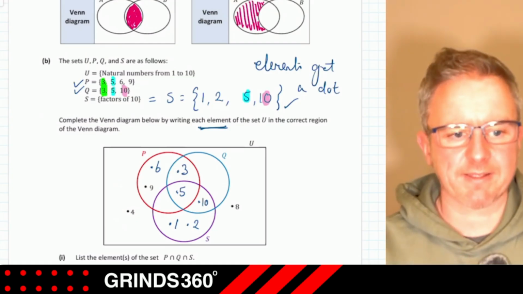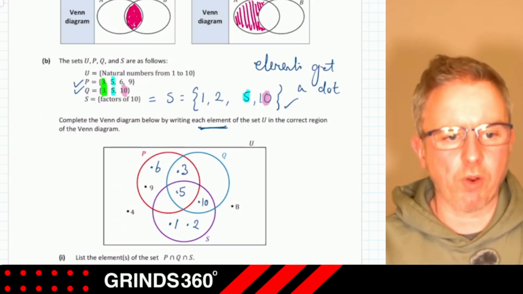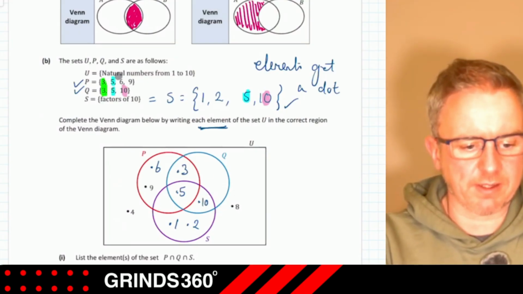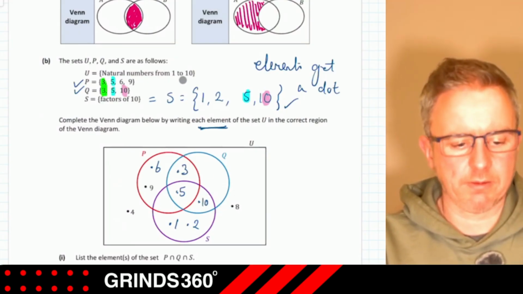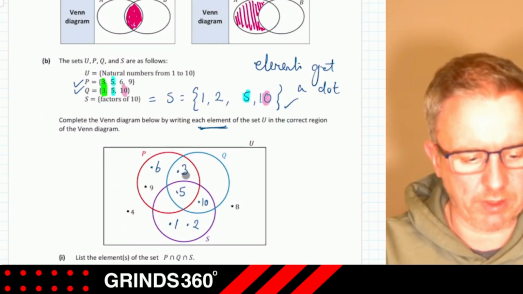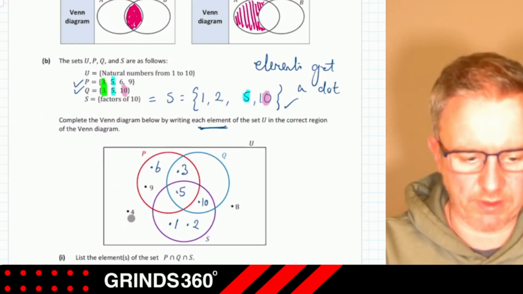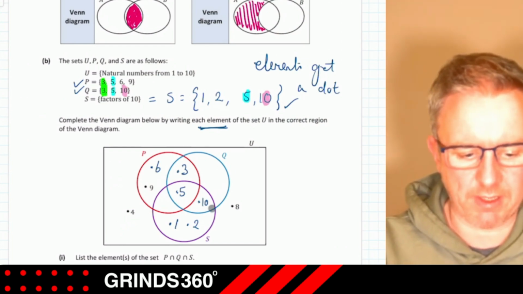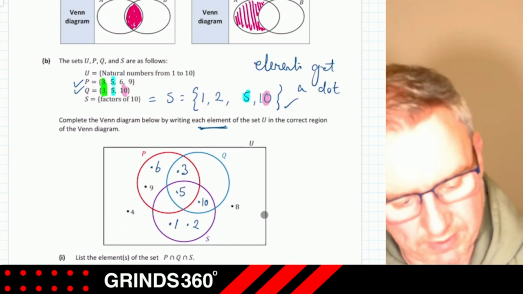And then my last thing to check is, do I have all of the universal set? So the universal set is the natural numbers from 1 to 10, all right? So I have 1, 2, 3. 4 is already outside, that's fine. 5, 6, I don't have 7 accounted for yet, so I need to put 7 in.